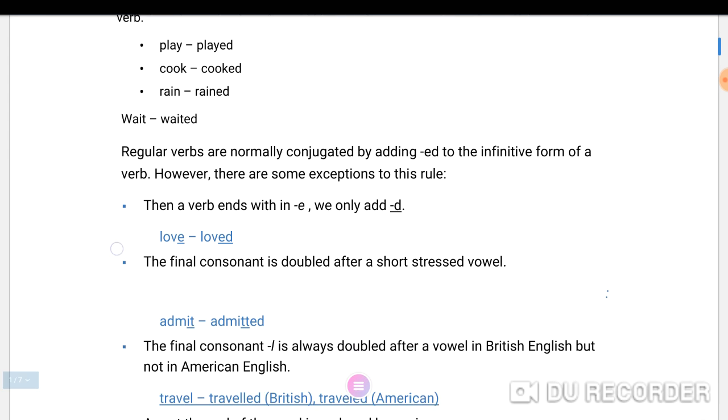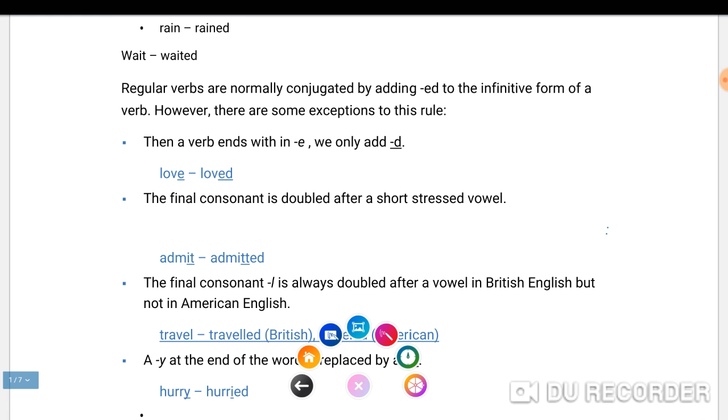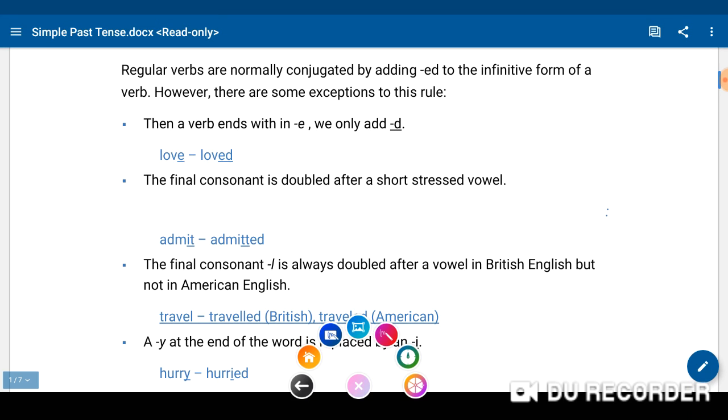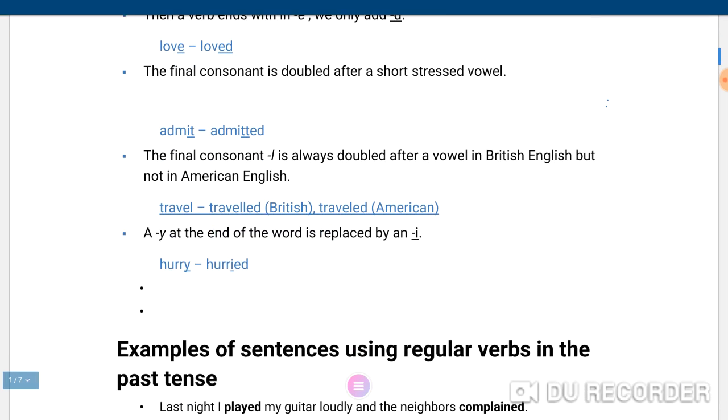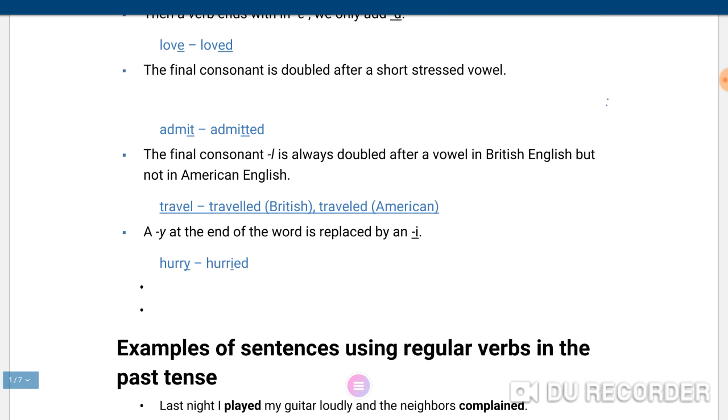Let's see them together. Love, we add d only. Why? Because there is an e, so I don't have to add another e. It can't be loveed. No, it's impossible. It will be loved. So I will add d only. Another thing, if there is a consonant letter preceded by a vowel, sometimes I duplicate the last letter, then I add my ed, like admit, admitted, travel, travelled.